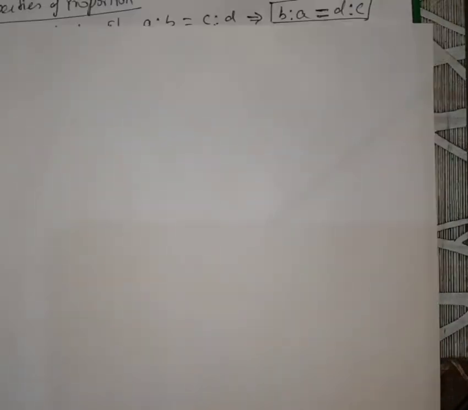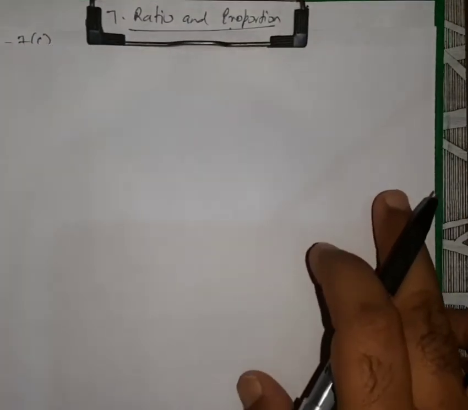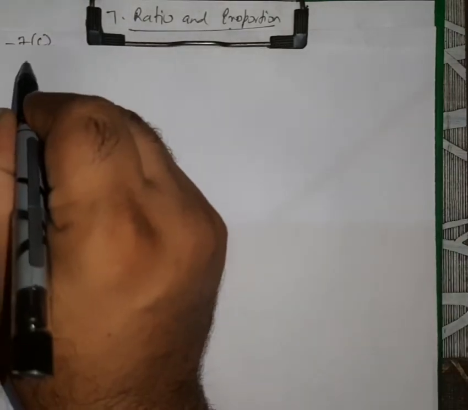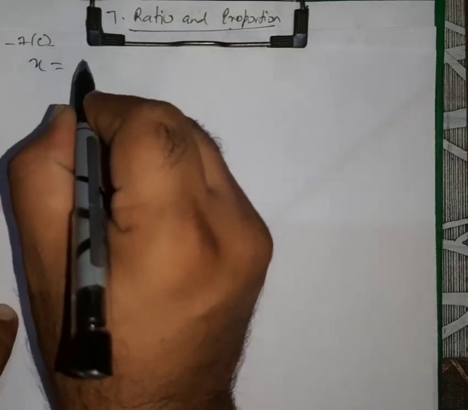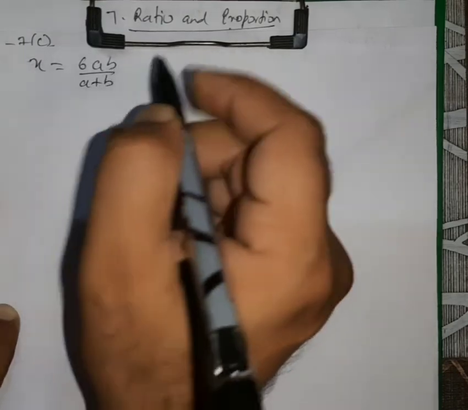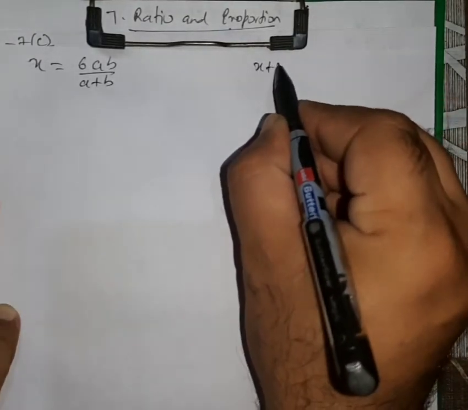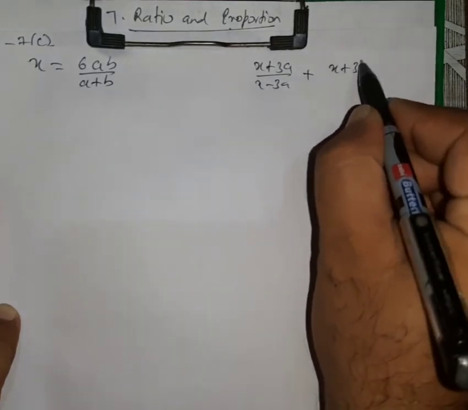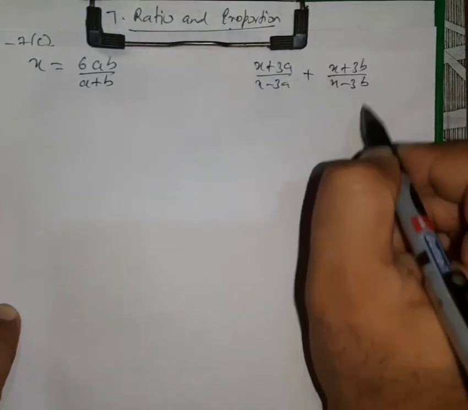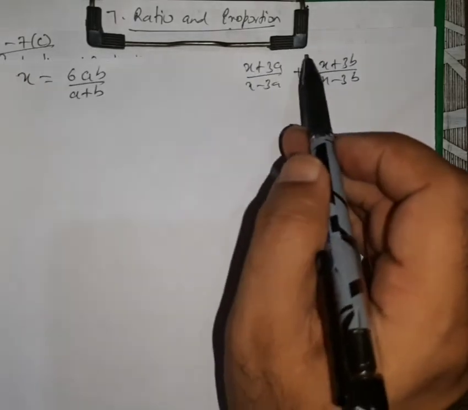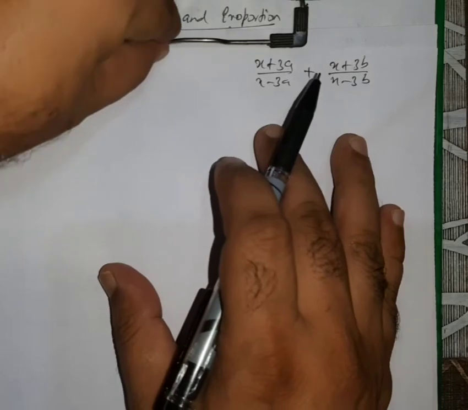So now I'm talking about question number 6, sorry. So the question says, this is given. So x is equal to 6ab over a plus b, and we have to find the value of x plus 3a over x minus 3a plus x plus 3b over x minus 3b. So first I will find this value from the given thing. So have a look now.